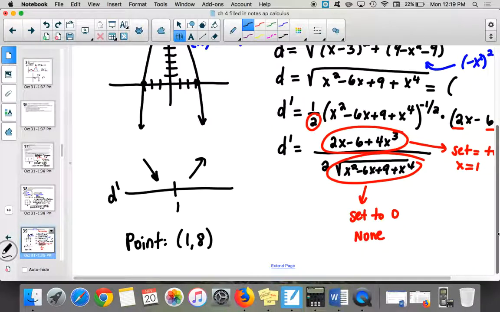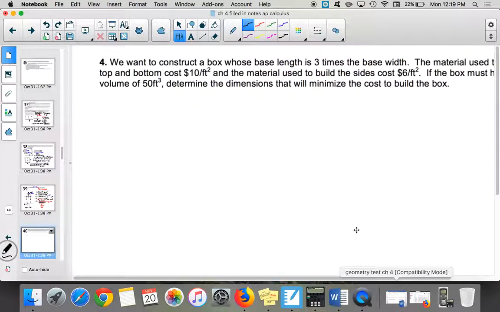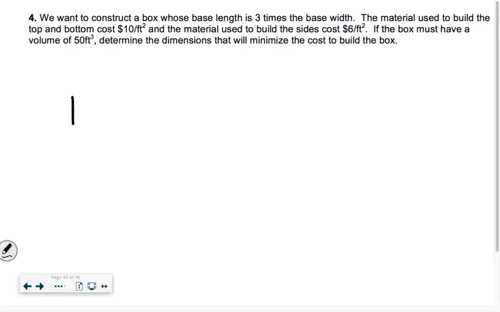Okay, so I don't remember how much. We got like 5 minutes. Let's look kind of at the next one. So let me set this one up for you guys. So it says we want to construct a box whose base length is 3 times the width. And the material used for the box on the top and bottom is $10 per square foot, and on the right and left and front and back it's $6 per square foot.